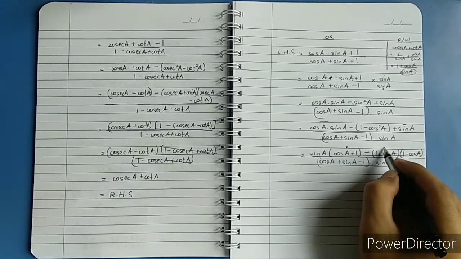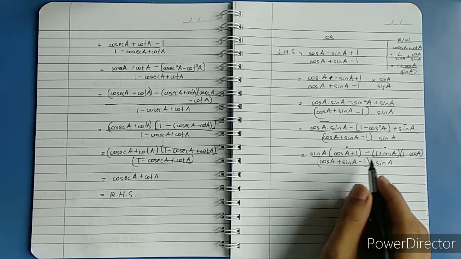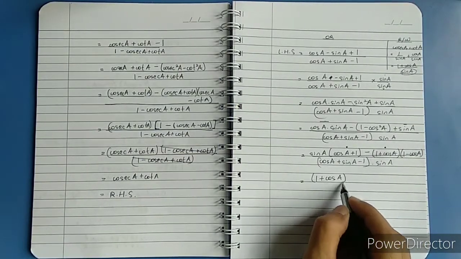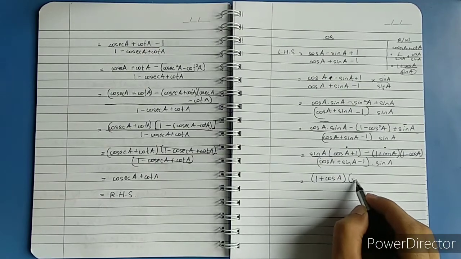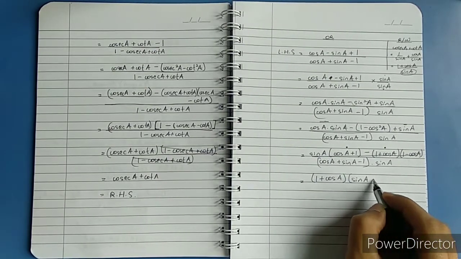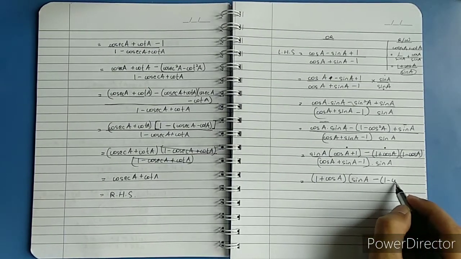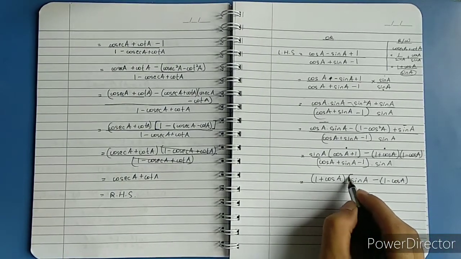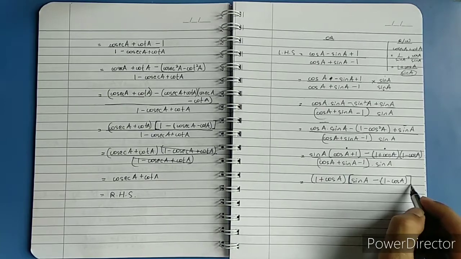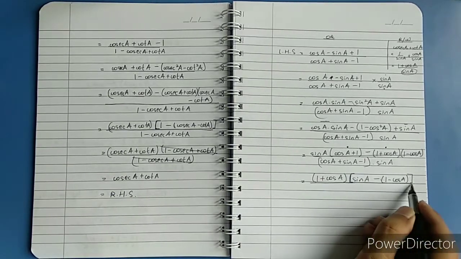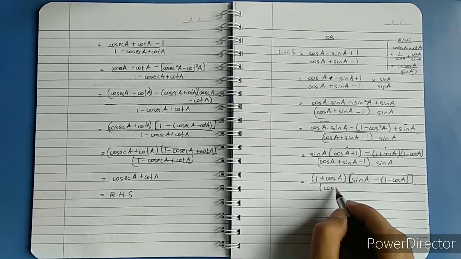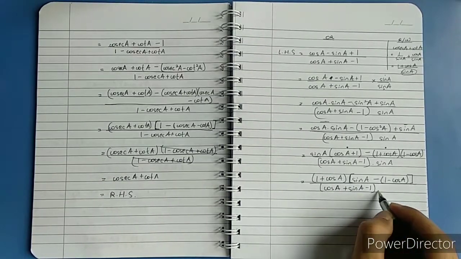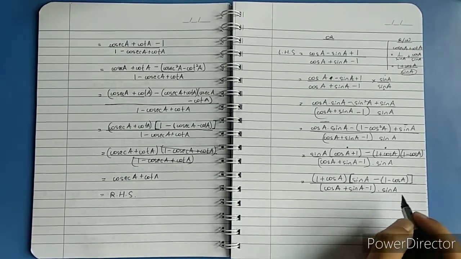Now this and this term comes common in the numerator. So we have 1 plus cos A as common. Here we are left with sine A minus, in brackets, 1 minus cos A. Again, as we have one bracket on the outside, we will make a square bracket on the outside, divided by cos A plus sine A minus 1 into sine A.